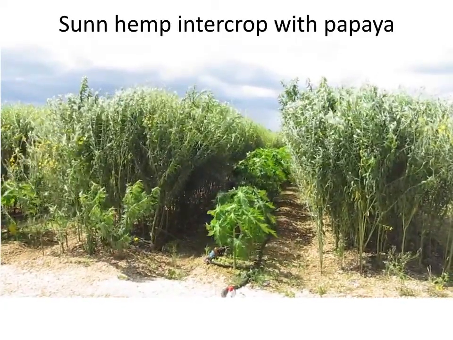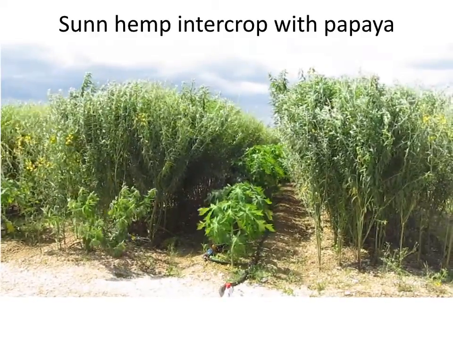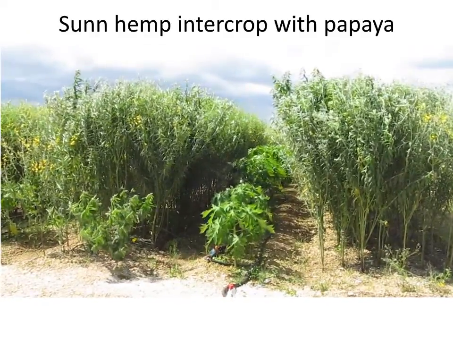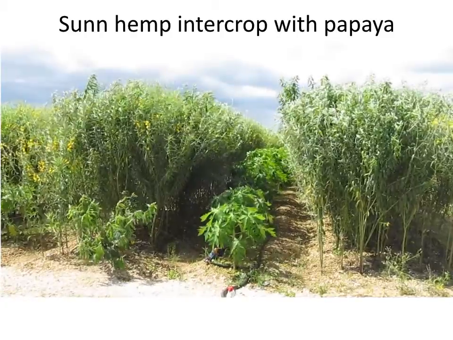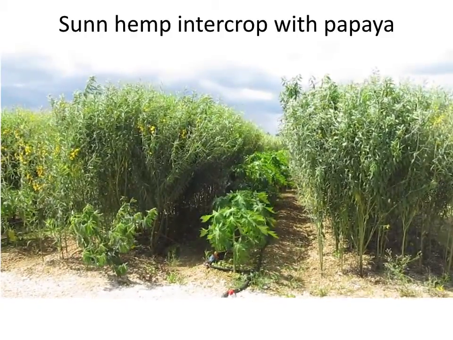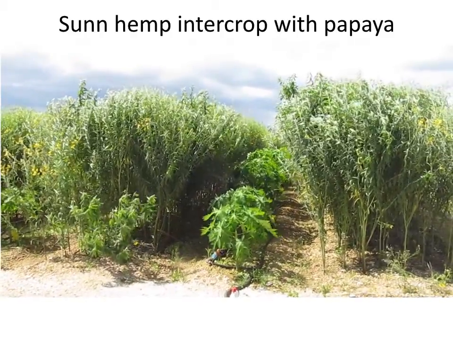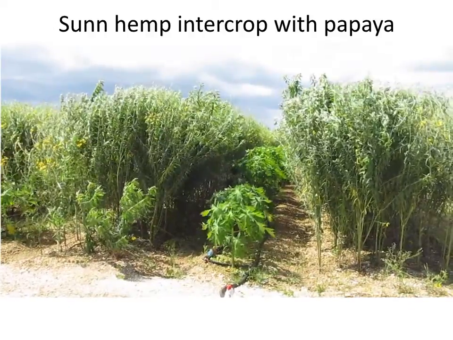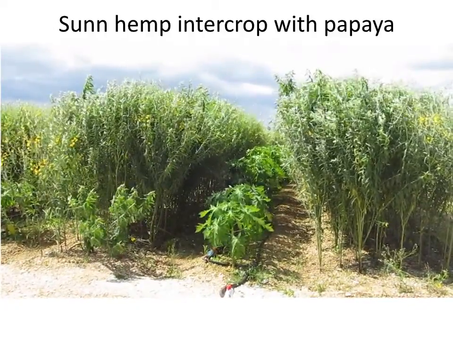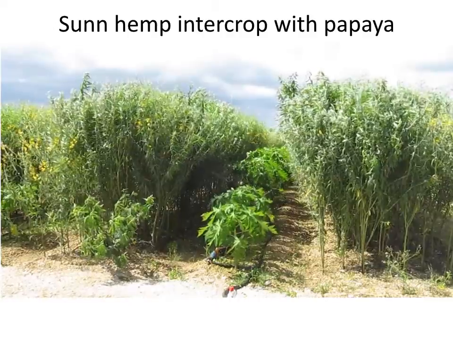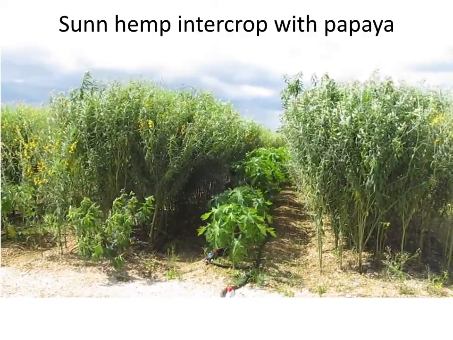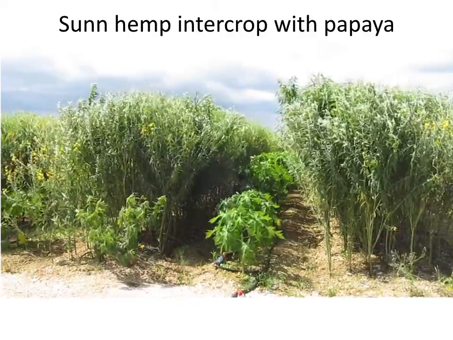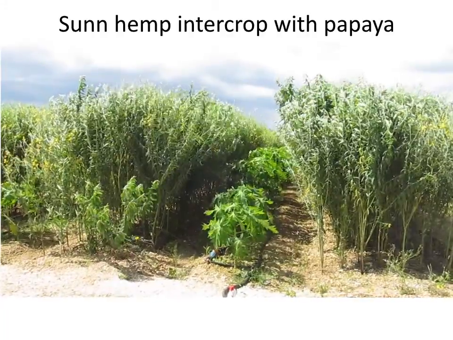Sun hemp is a legume, and it's very vigorous, so we use it in some novel ways. We're using it not just in a trophic sense of nutrient cycling, but also to block the wind, and that's what this video is attempting to show you. You can see much less wind between the sun hemp aisles where the papaya are.